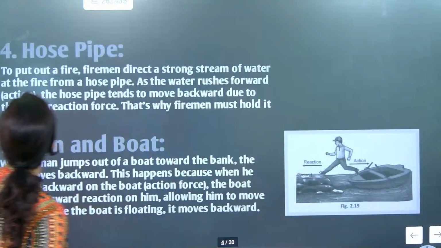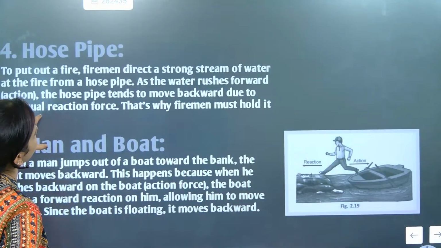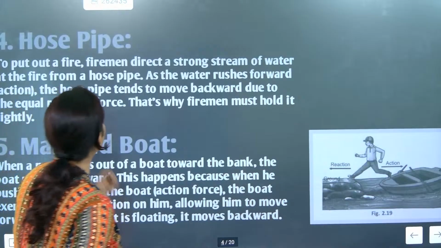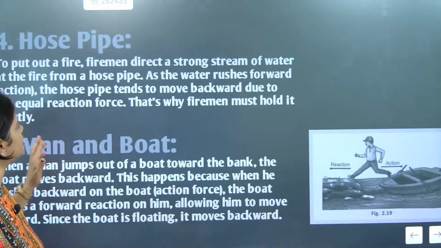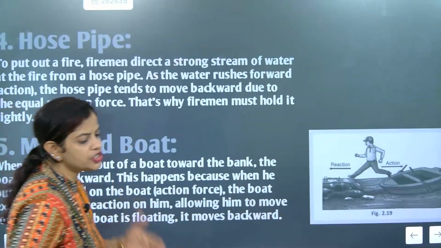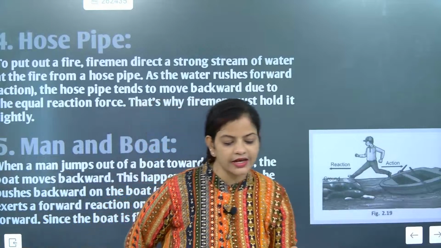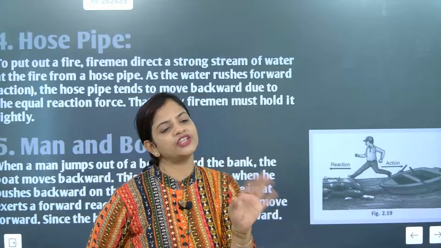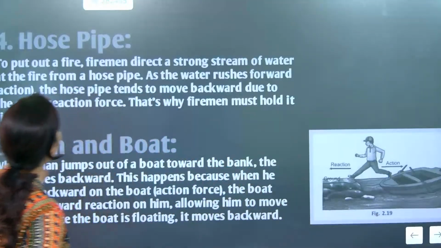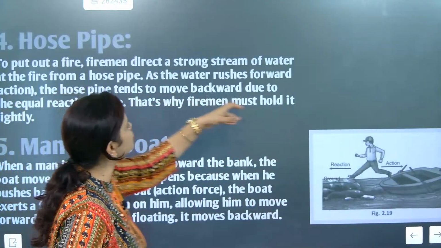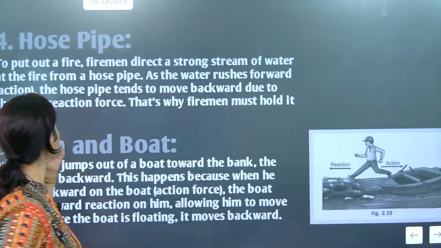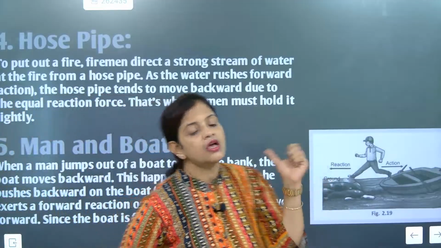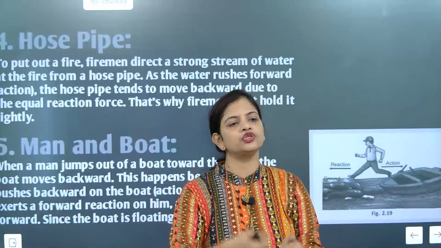Now let's check this one out. To put out fire, firemen direct a strong beam or stream of water at the fire from a hose pipe. The water rushes forward. So, what is the reaction here? The hose pipe tends to move backward due to equal reaction force. Action is the water going forward. Reaction is the hose pipe will try to push you backward.